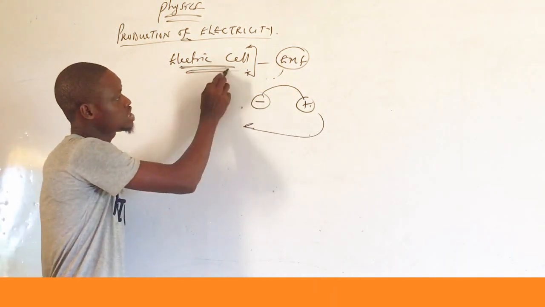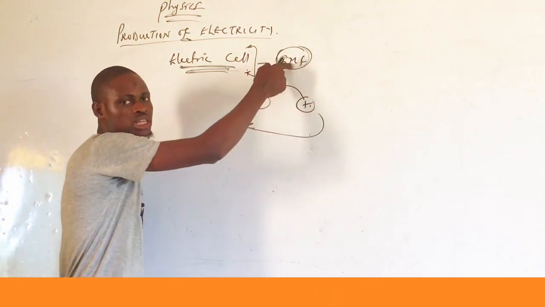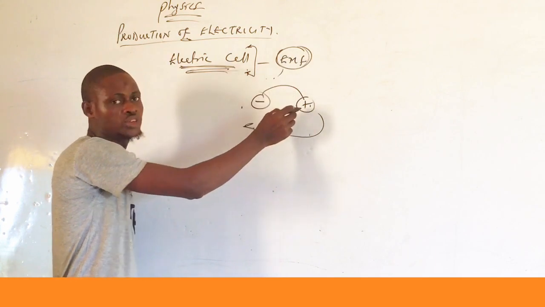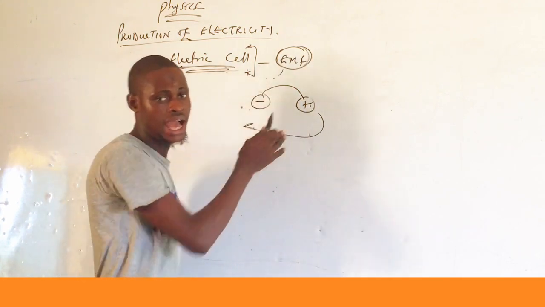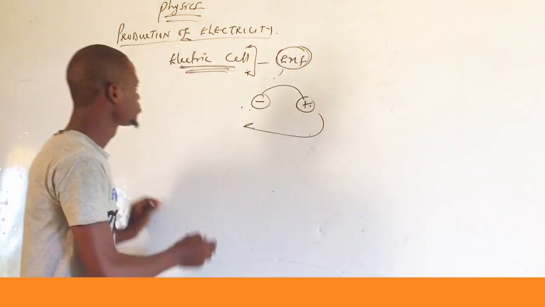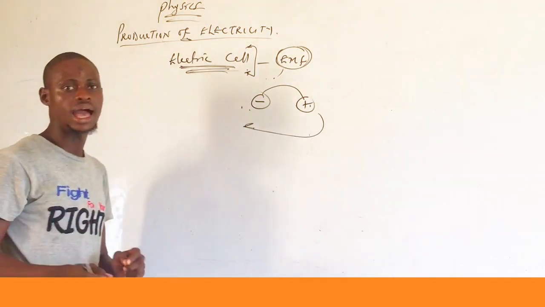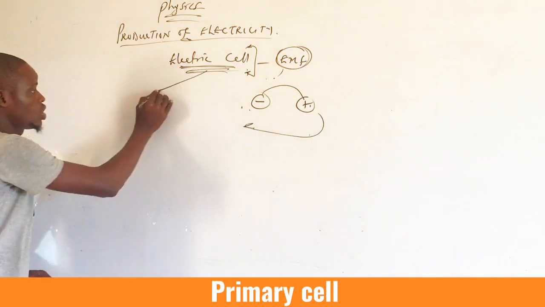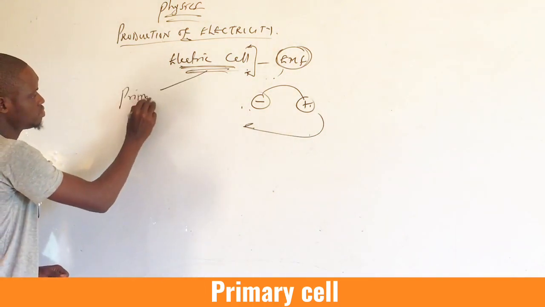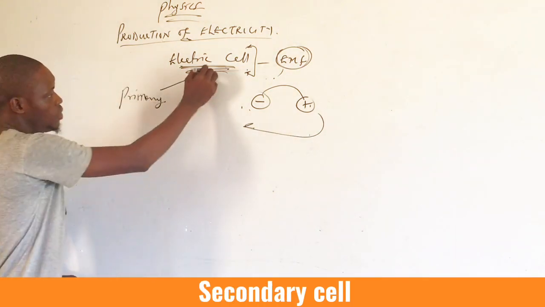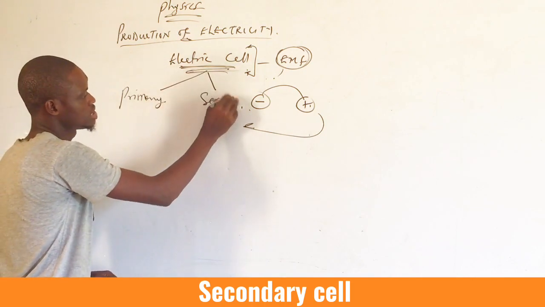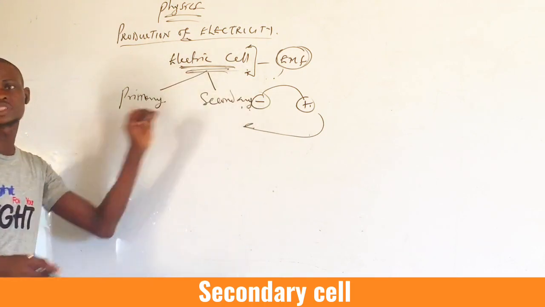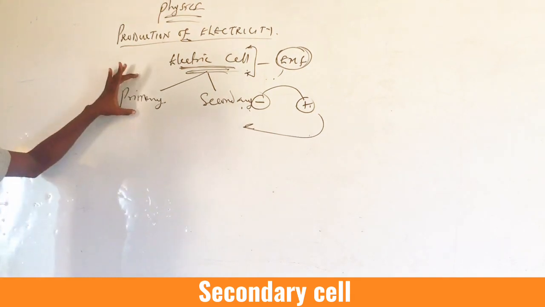So this electric cell has what we call an EMF in it. It is this EMF that drifts the electron from one point to another. Now, these cells are of different kinds. There are two different kinds of cells. We can have what we call the primary cell, and we have what we call the secondary cell.